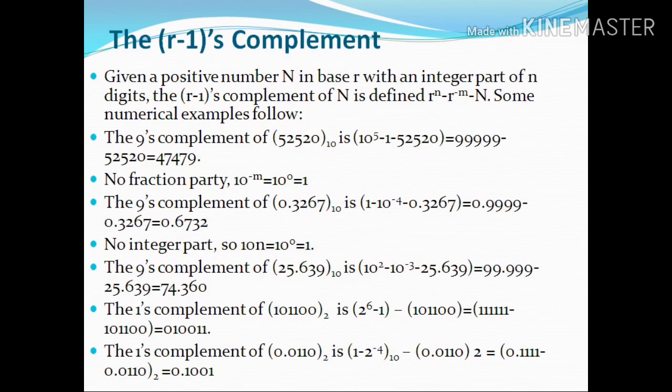Now let's take the example of the R minus 1's complement. If a positive number N in base R has an integer part of n digits, then the R minus 1's complement of N is defined as R to the power n minus R to the power minus m minus N. So the 9's complement of the same number, 52520, will be 10 to the power 5 minus 1 minus 52520. That is 99999, from which you have to deduct 52520.